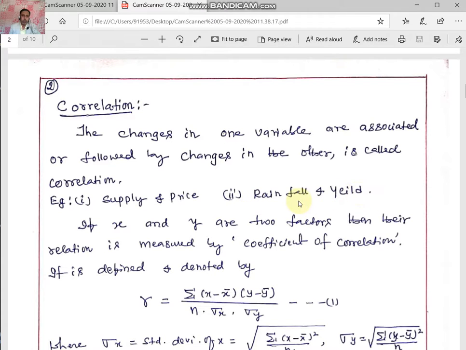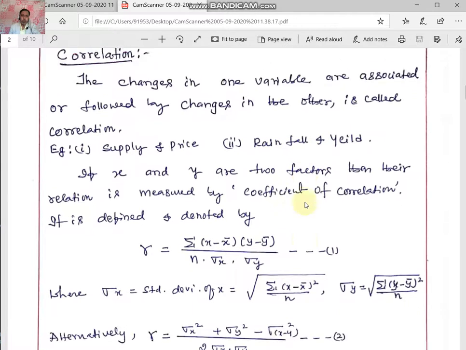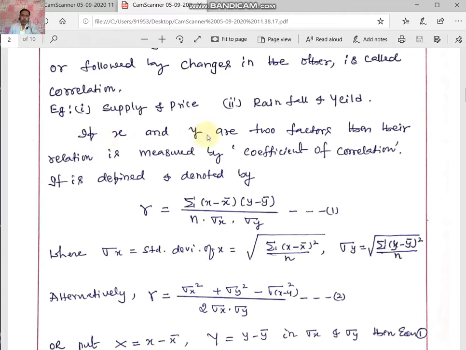Rainfall and yield. If rain is good, if rain is moderately increasing, the crop will be increasing. If rain is less, the crop will be less. So one increases, another will also increase. So that is the relation between two factors called correlation. If x and y are two factors, then their relation is measured by the coefficient of correlation.